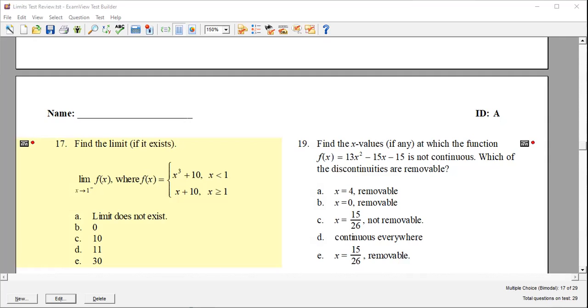So what happens at 1? Does it matter if there's a hole? No, because both sides go to it, right? It's not like it's a gap. Does everybody understand that? Holes are different than jumps. So where does it go to though? Here, it might help to see this. 0, 10, 11, or 30. What's your y value? 11.